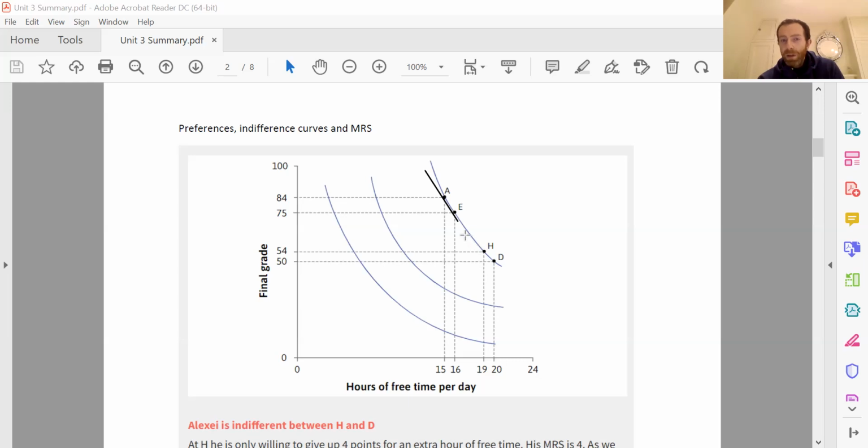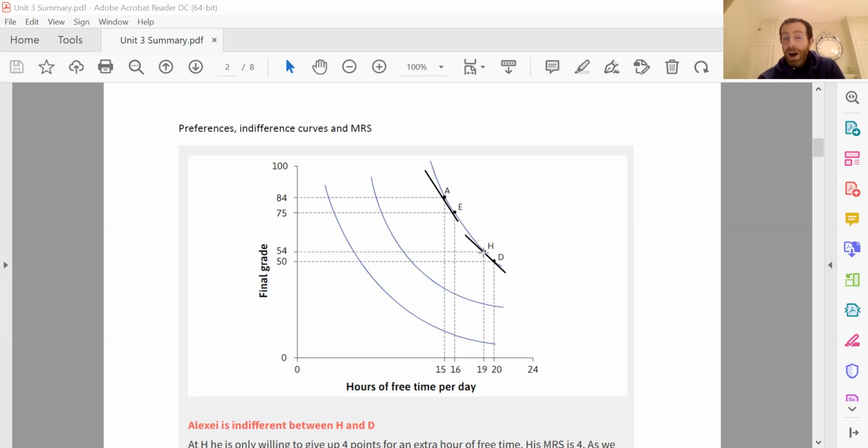And again, we could think about the marginal rate of substitution by drawing a tangent at point H and finding the slope of it. And an interesting thing you can see here is that the slope at point H is slightly shallower than the slope at point A. What that's telling us is that when we're further over to the right, when Alexi already has a lot of free time, he's less willing to sacrifice his grade to get more free time. So here, when he had 15 hours of free time and you offered him one more to get 16, he'd be willing to drop 9 points.